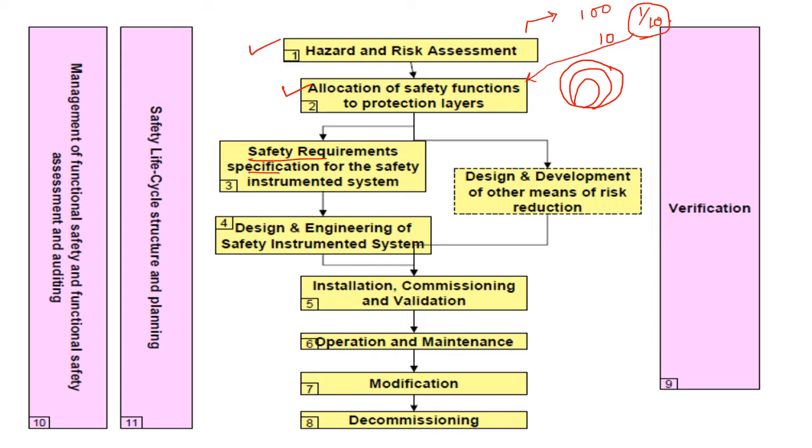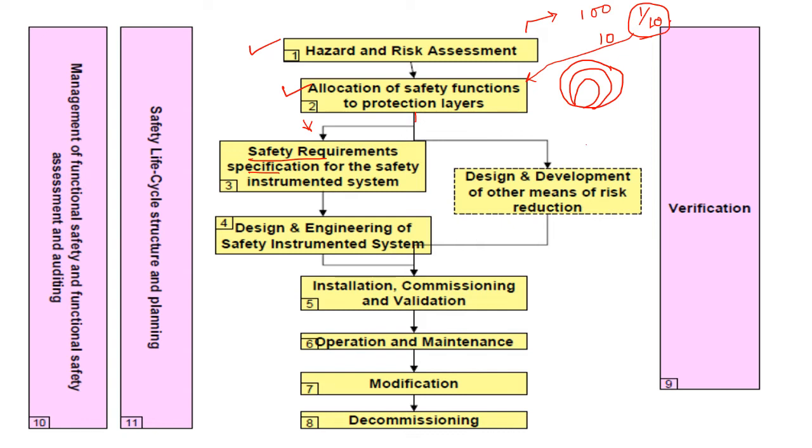After this safety requirement specification has been done, at the same time, there are other means of risk reduction going on. As I told you, there are different layers. This is one layer, and IEC 61511 deals with the safety instrumented system, as you see in the dotted portion. The other means of risk reduction is not part of IEC 61511.